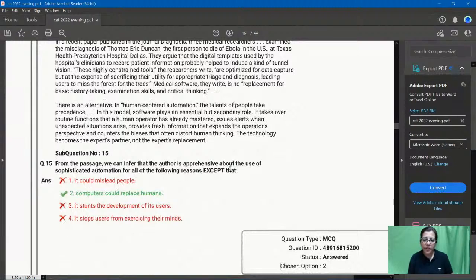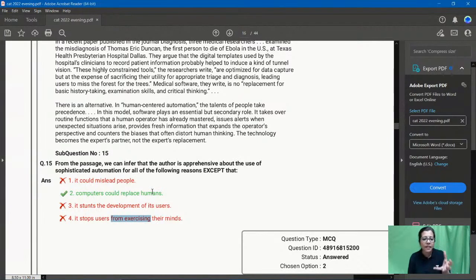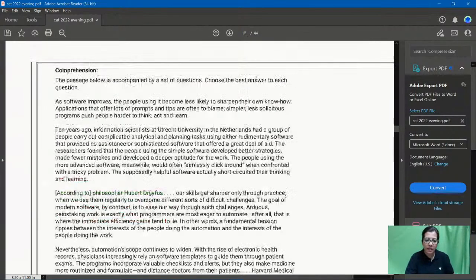From the passage we can infer that the author is apprehensive about the use of sophisticated automation for all the following reasons except. Sophisticated automation is given there in the passage. You have to just go there. वहां पे आपको दिया हुआ है. Stunts the development of its users, ये दूसरे लैंग्वेज में दे रखा है. Computers could replace humans. ऑथर ने ऐसा नहीं सोचा था. This is external knowledge that some students may have applied. So this is there. Now ये easy था.